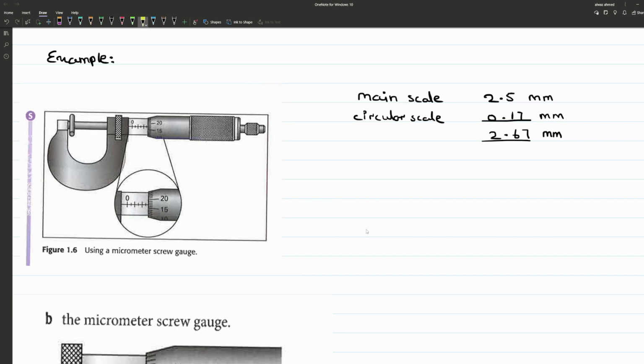Let's do an example. So for this micrometer we've got a zoomed in picture for the main scale and the circular scale. If we look closely, we've got 1, 2, 2.5 millimeter on the main scale, and 15, 16 and 17th marking on the circular scale. So the first thing we'll do is write the reading on the main scale, which is 2.5 millimeter, and then we're going to add the reading from the circular scale. As the 17th marking coincided with the main scale, we're going to be adding 0.17 millimeter. This means that 2.5 plus 0.17 gives us 2.67, which is the measurement for this object.